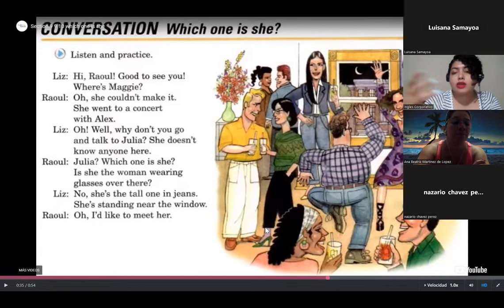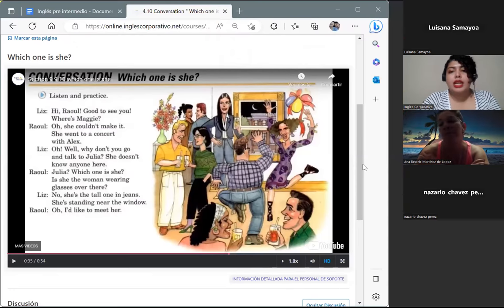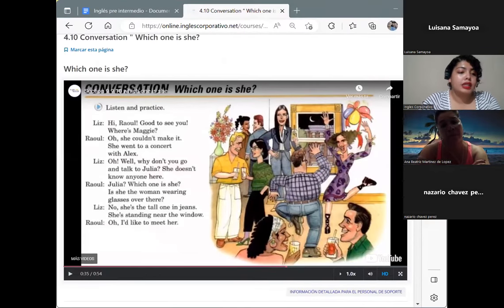Porque nos ayuda a hacernos una imagen, ¿verdad? De la persona de la que estamos hablando, de la que estamos dando detalles. Ahora, vamos a la última parte.